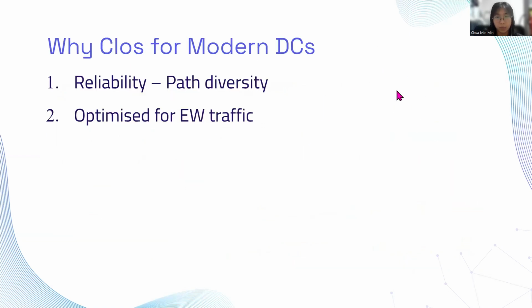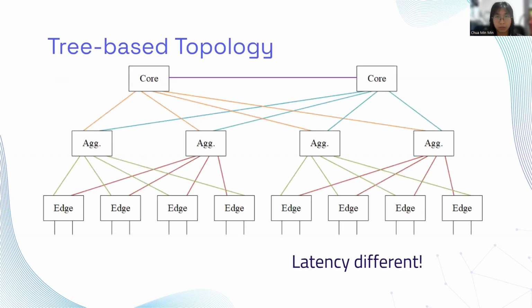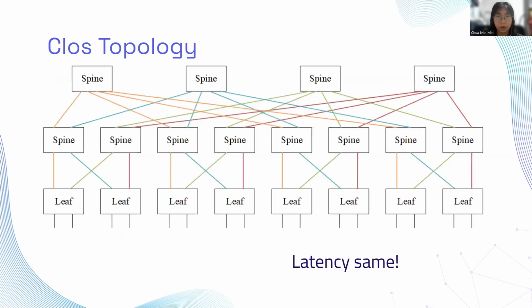Clos is also optimized for east-west traffic. East-west traffic refers to intra-DC traffic. In modern data centers, for example, different microservices may reside within the same DC, but in different segments, and the communication between these microservices will be east-west traffic. In a tree-based topology, we can tell that the number of hops differs depending on the edge switches, and this causes latency differences. However, in Clos, the number of hops is the same regardless of the leaf switch, unless leaf switches are connected to the same tier 2 spine. Hence, it is more optimized for east-west traffic.